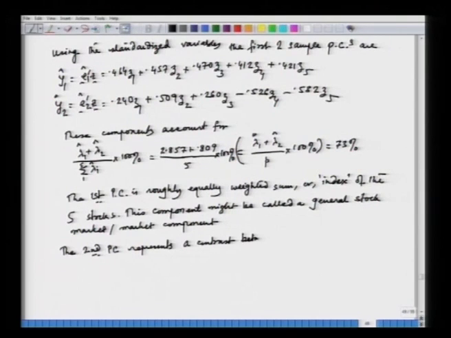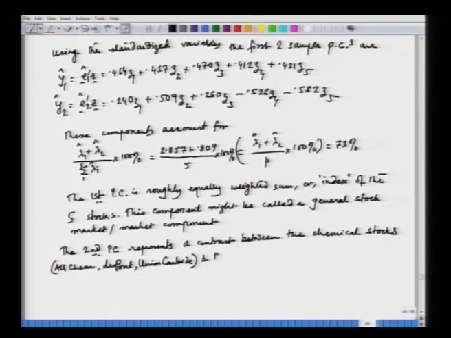between the chemical stocks, that is the first three: Allied Chemical, DuPont, and the third one is Union Carbide, and the oil stocks, the last two, that is Exxon and Texaco.